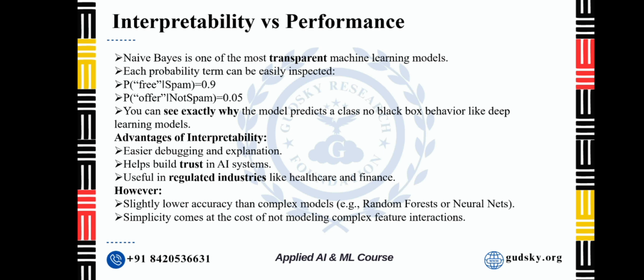The downside is that because naive Bayes is simple, its accuracy may be slightly lower compared to advanced models like random forest or neural networks. But here is the key takeaway: when you need a model that's explainable, fast, and reliable, naive Bayes is often the perfect fit, even if it sacrifices a bit of predictive performance.